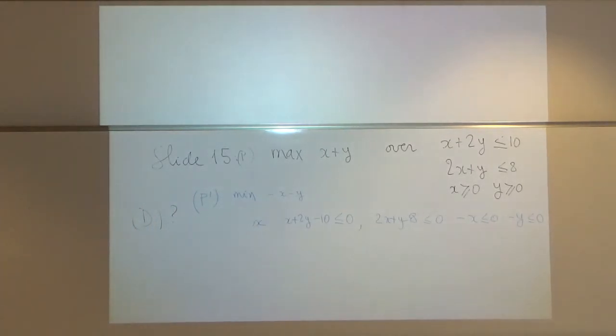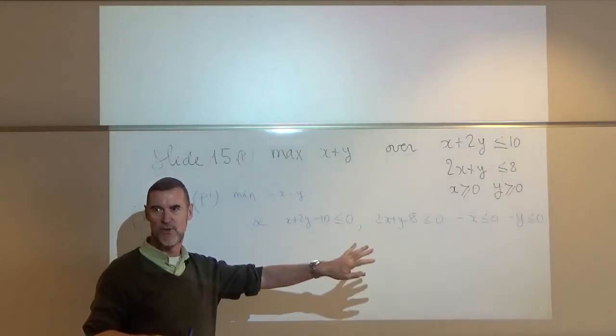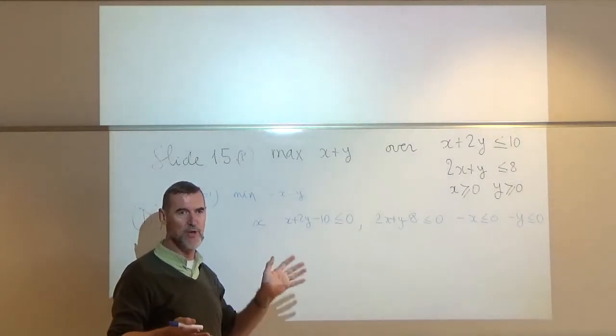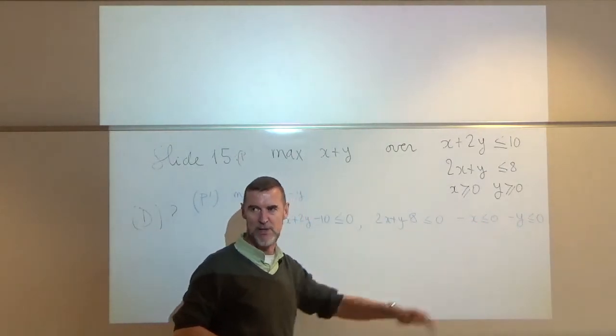So I need to introduce the Lagrange multipliers. I have the lambda and the nu. The lambda corresponds to the inequality constraint. The nu corresponds to the equality constraint. I have no nu, I have only lambda. And I have 4 of them. So I have 4 multipliers.